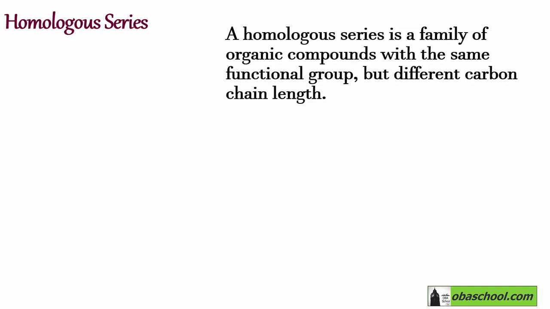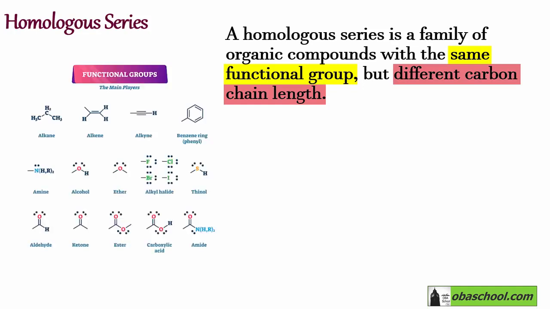In this tutorial, we will talk about homologous series. A homologous series is a family of organic compounds with the same functional group but different carbon chain length. So we will have the same functional group, which may be alkanes, alkenes, alcohols, carboxylic acids, or any other functional group. And the only difference between this series will be in the carbon chain length, which means that we will have different numbers of carbon atoms in this group.